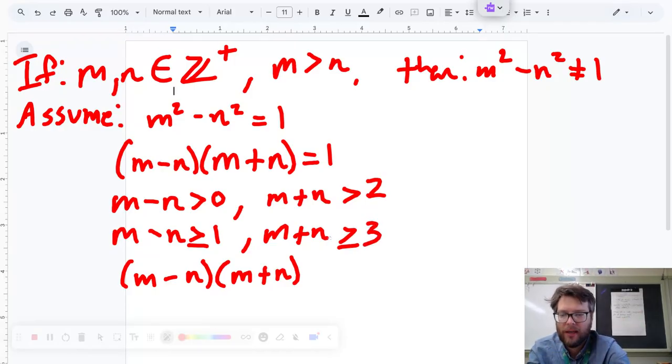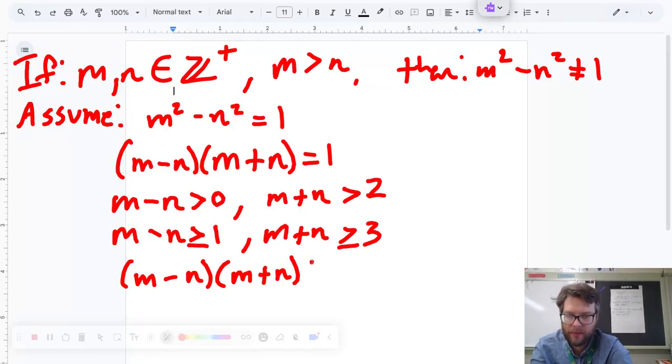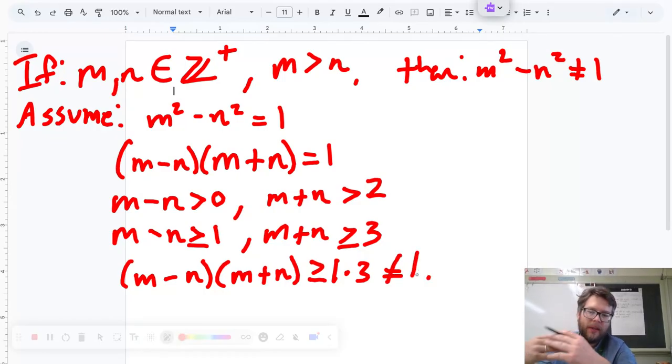So that means that m minus n times m plus n is greater than or equal to 1 times 3, which does not equal 1. So it's impossible for m squared minus n squared to equal 1, given the if part of the statement.